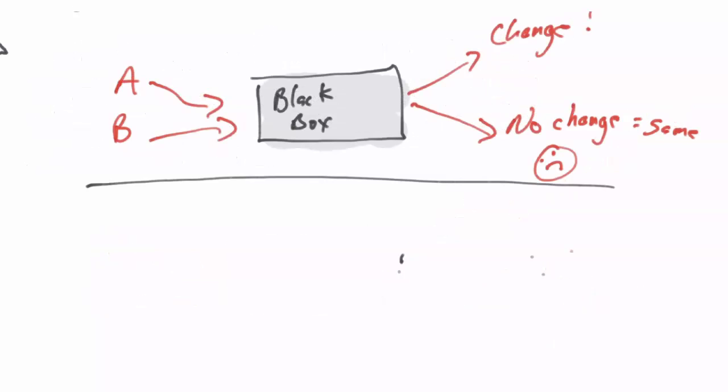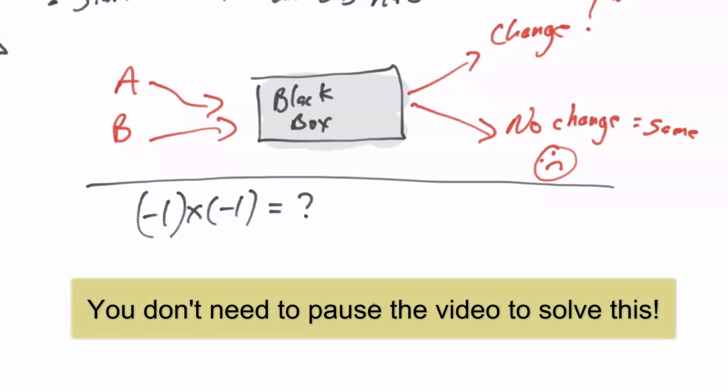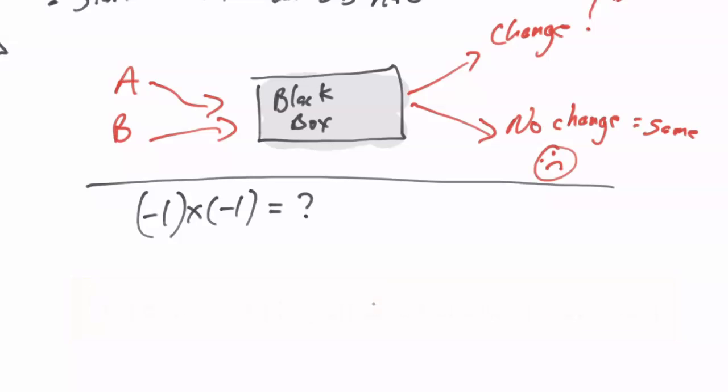Okay, to help with the logic, I'm going to introduce a math problem. I'd like you to take a look at this math problem, -1 times -1, and you can pause the video, think about it, tell me what the answer is. All right, we're back. I hope that wasn't too difficult a question, but -1 times -1, what's the answer?